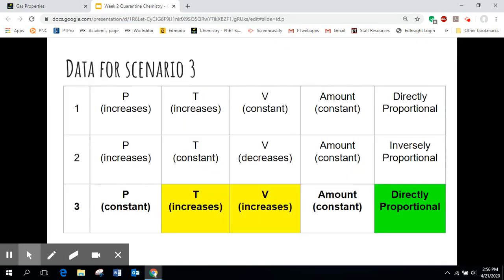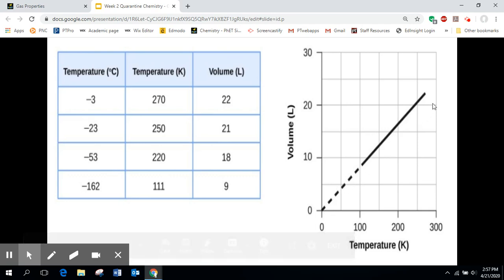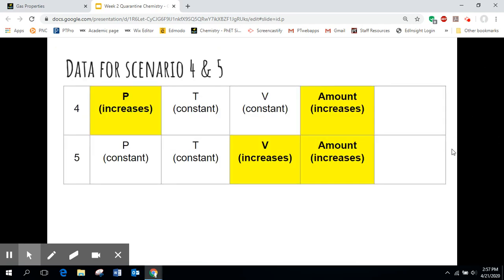Now, we've got that same relationship. Again, temperature's going up, volume's going up. When pressure is constant, that gives us our direct graph. Now, these are the two scenarios that I want to take a look at that were not on the lab, but we're going to look at how pressure increases with amount and how volume increases with amount.